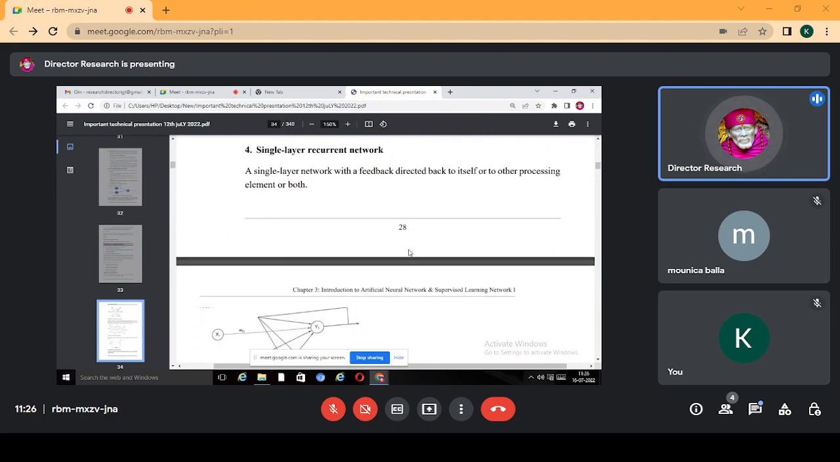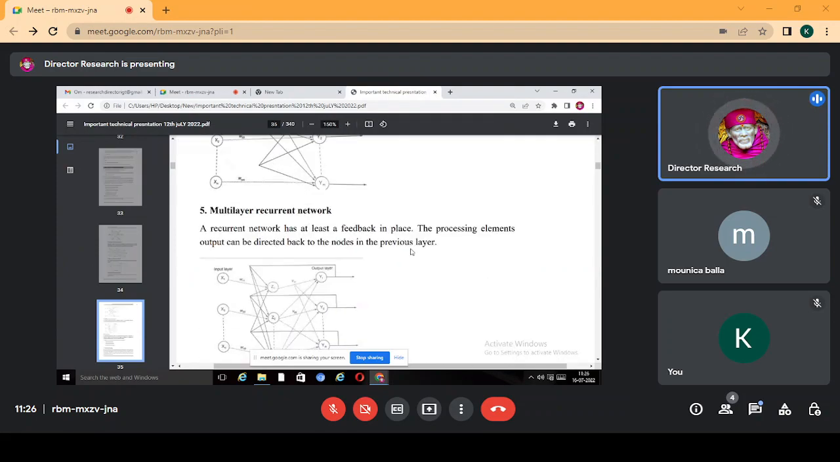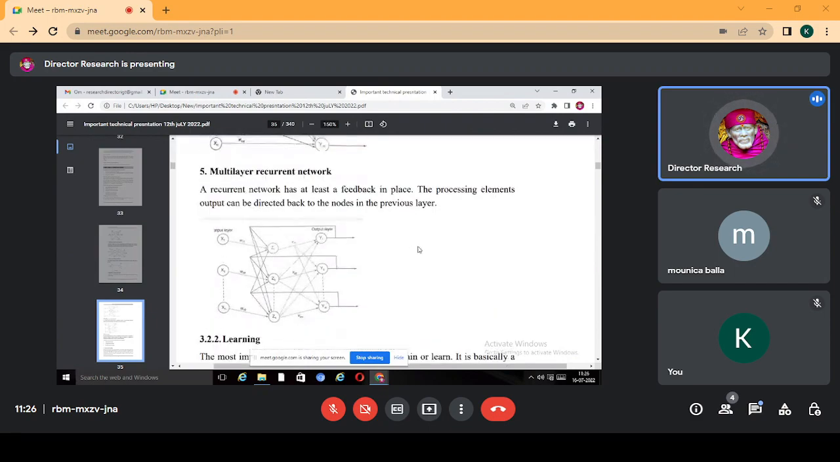Single layer recurrent network. A single layer network with a feedback directed back to itself or to the other processing elements or both. Multi-layer recurrent network. A recurrent network has at least a feedback in place. The processing elements' outputs can be directed back to the nodes in the previous layer.